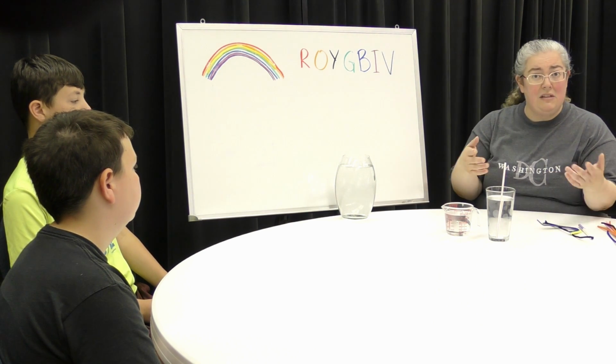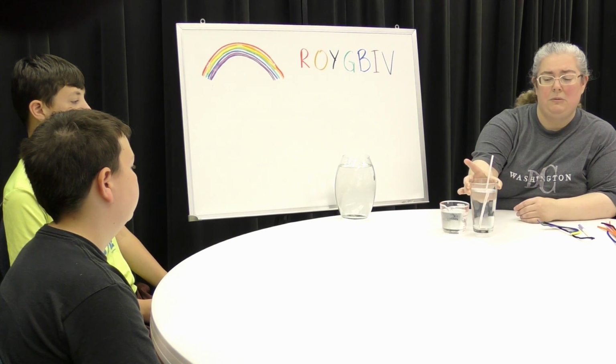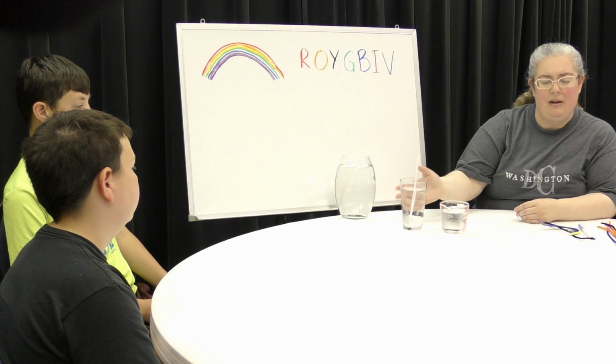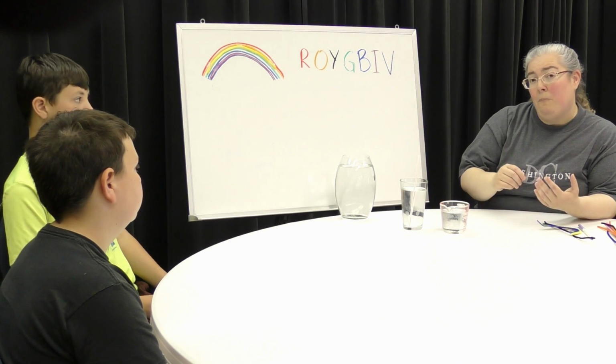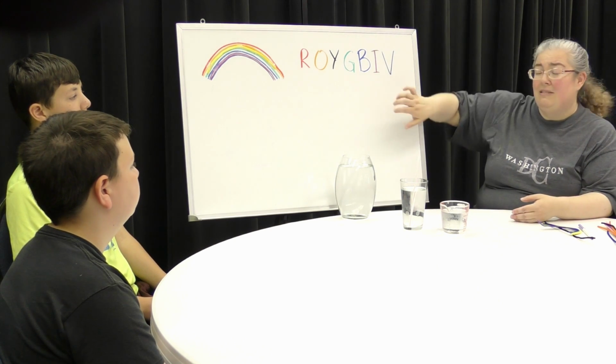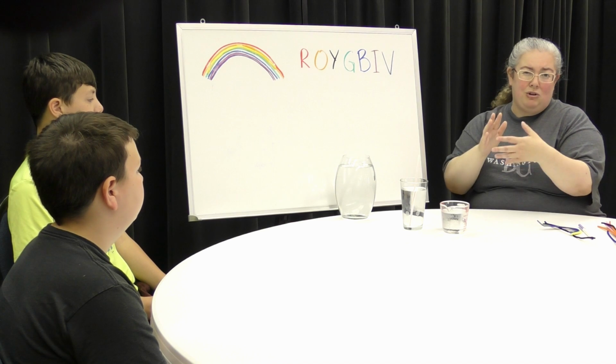Transparent is something that you can see all the way through, like this glass, right? It's completely transparent. Even the water is transparent. You can still see my hand on the other side of it. Things that are opaque are like a solid, like this dry erase board or the curtains behind us. Light does not travel through those things.